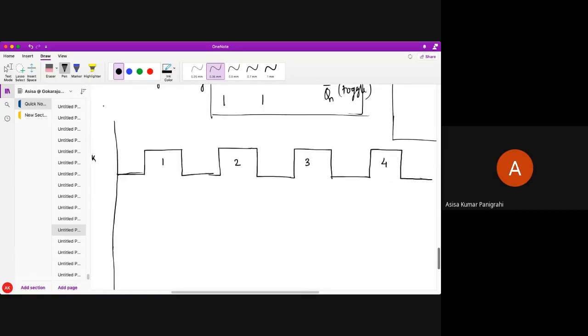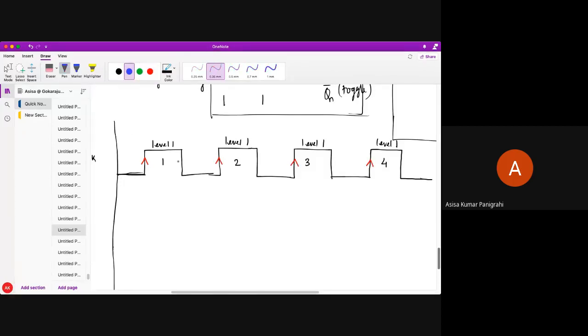So see here, this is my level 1. This is my level 1. This is my level 1. This is my level 1. But I am not discussing level 0 because I am going to activate my level triggering with level 1 only. And this is my positive edge triggered, positive edges.